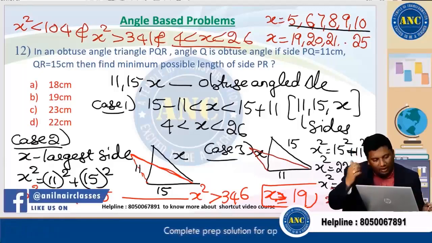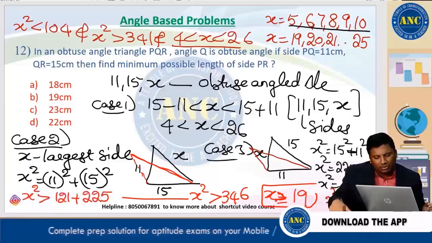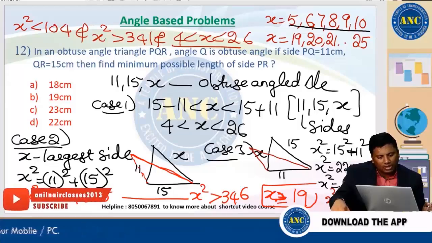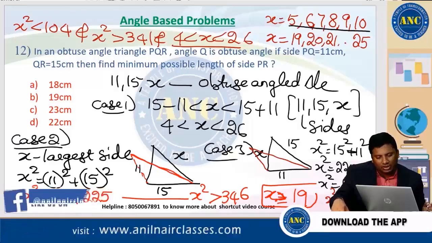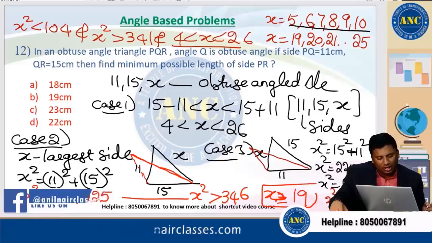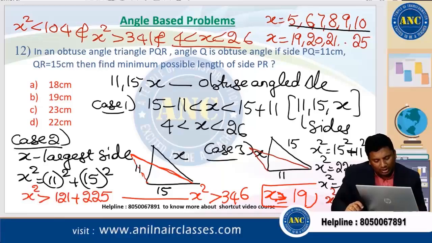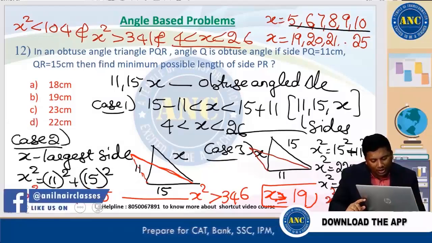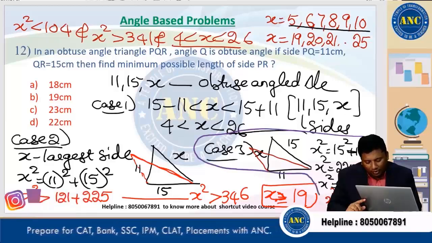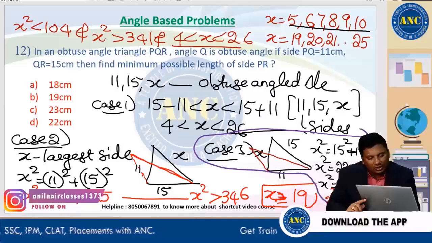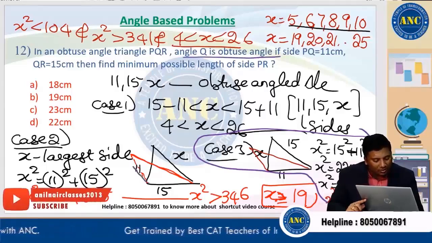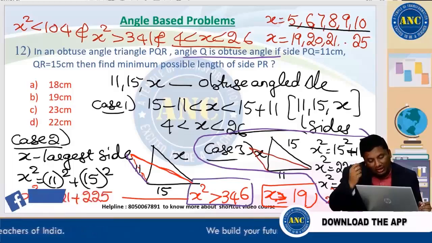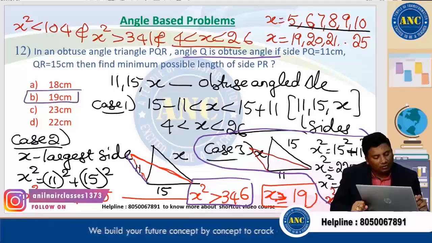And okay, what is the question he is asking? Minimum possible length of PR in an obtuse angled triangle PQR, angle Q is obtuse. Angle Q is obtuse means only this case is important. I think this case is not required. I think we have not read the question properly. We are unnecessarily doing this case 3. Why? Because he said that Q is obtuse. So obtuse means here only it will go. X is this one. X square is greater than 346 means what is the minimum value? 19.